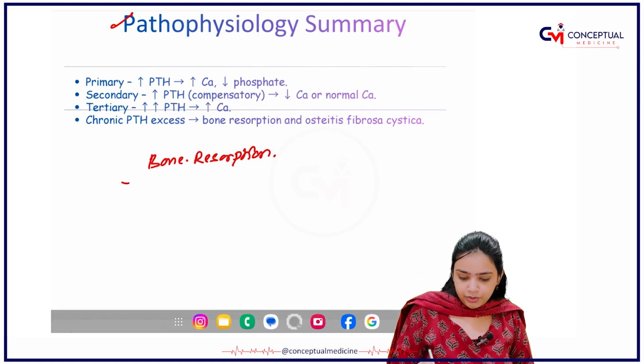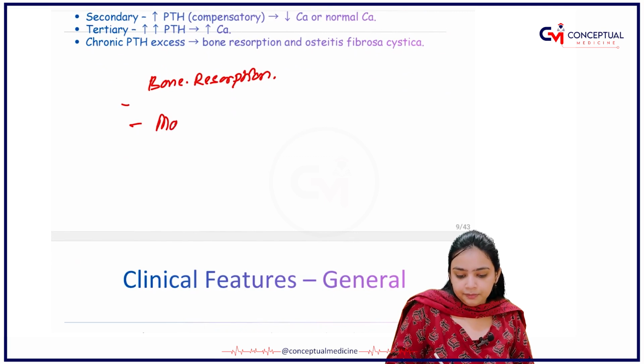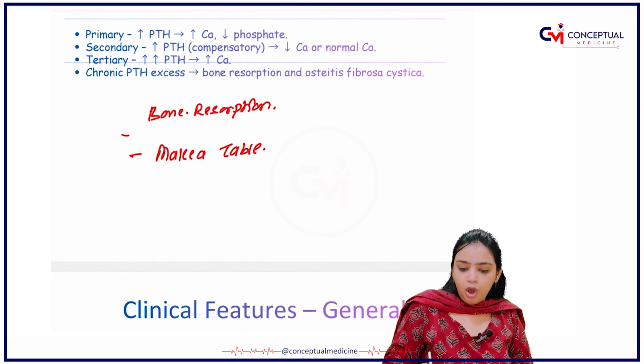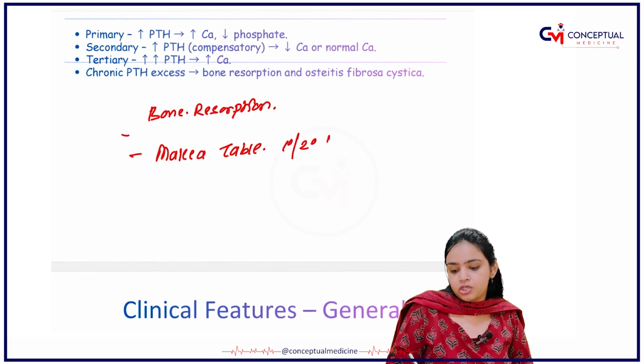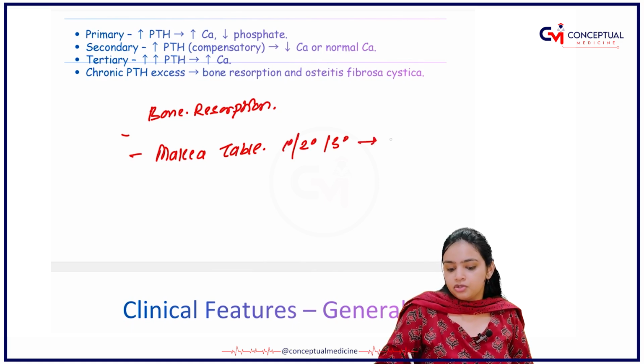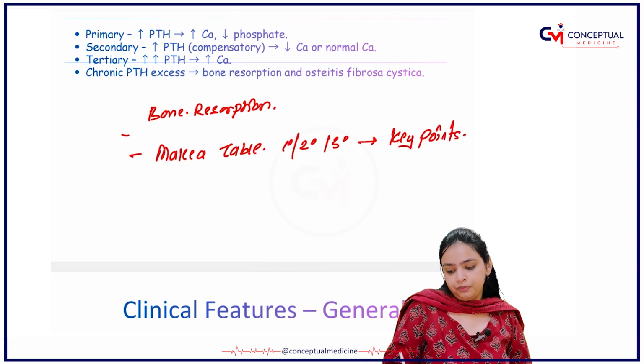So what I suggest you is, guys, just make a table of primary, secondary and tertiary and just write down the key points. Okay, just write down your key points.